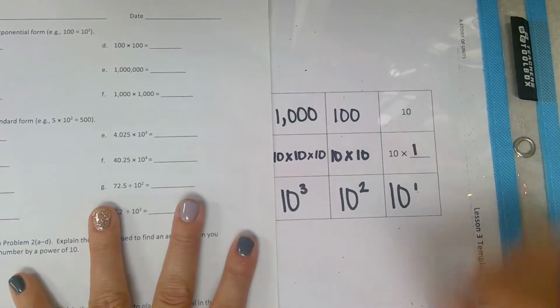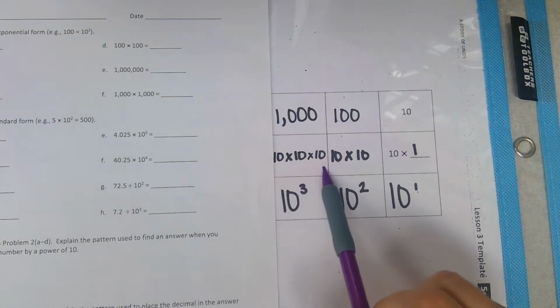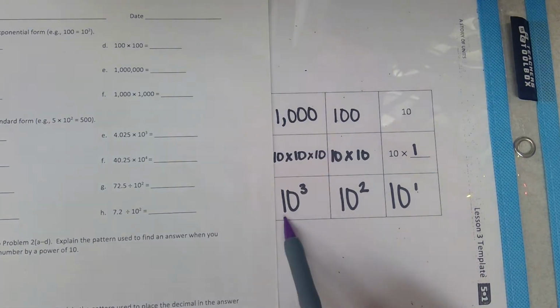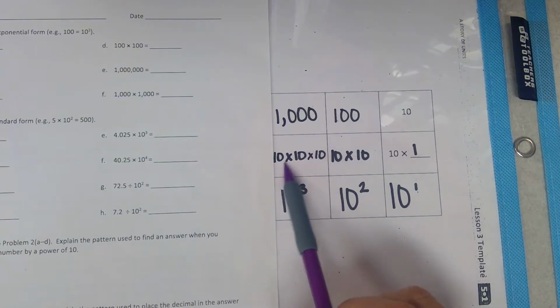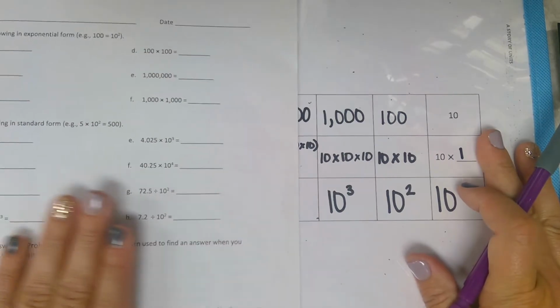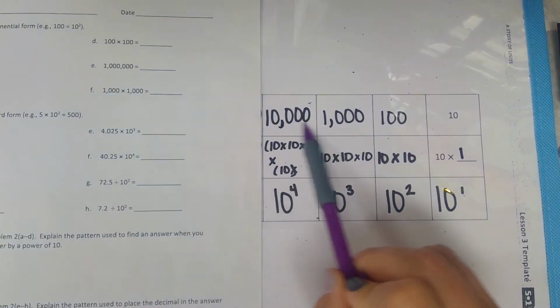Then you're going to have 1,000. And when I know 1,000, I'm going to take 10 times 10 times 10. That's going to equal 1,000. So when I write it in exponential form, it's actually 10 to the third. So 10 to the third, I know, is 10 times 10 times 10. I know it equals 1,000. Okay, hopefully you guys are kind of seeing a little bit of a pattern here.